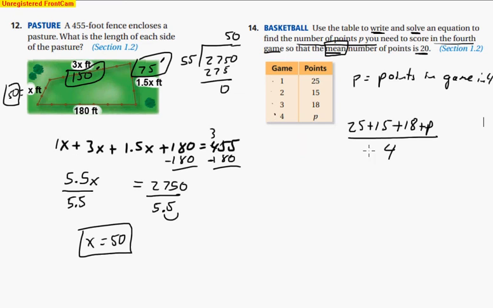So to solve this, I've written the equation. Now to solve, what I'm going to end up doing is I'm going to do some opposite operations. This is division of 4, so I'm going to multiply by 4 to cancel out the 4s. Do the same thing on this other side. And so what that gives me is 25 plus 15 plus the 18 plus P equals 80.